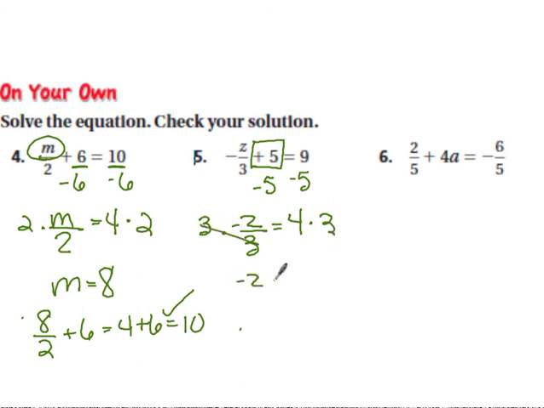We're left with -z equals 12. And we can't have this -z. Z has to be all by itself. So we're going to divide both sides by -1, and z equals -12.